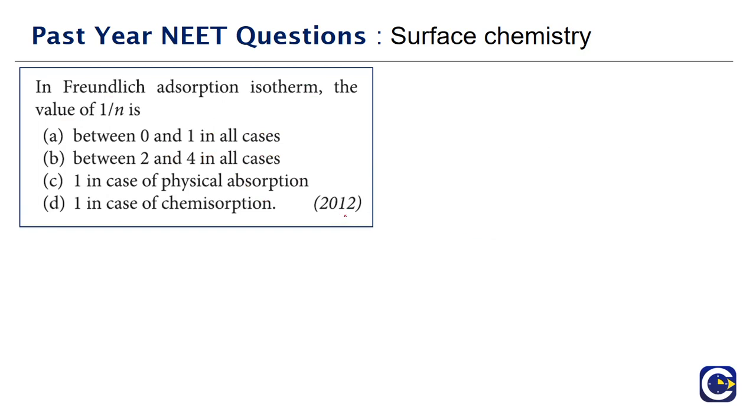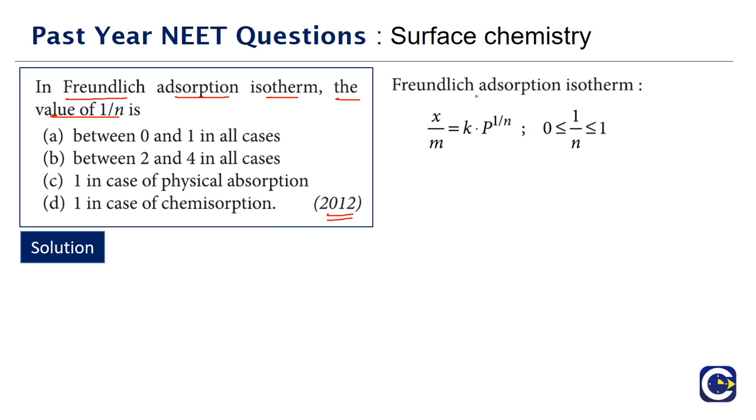Next we have a question that has come in the year 2012. In Freundlich adsorption isotherm, the value of 1 by n is. So in fact we have seen already one such question before. If you look at the Freundlich adsorption isotherm, the expression is x by m, the extent of adsorption or the measure of amount of adsorption will be equal to k into p power 1 by n. The value of 1 by n will be in between 0 to 1.